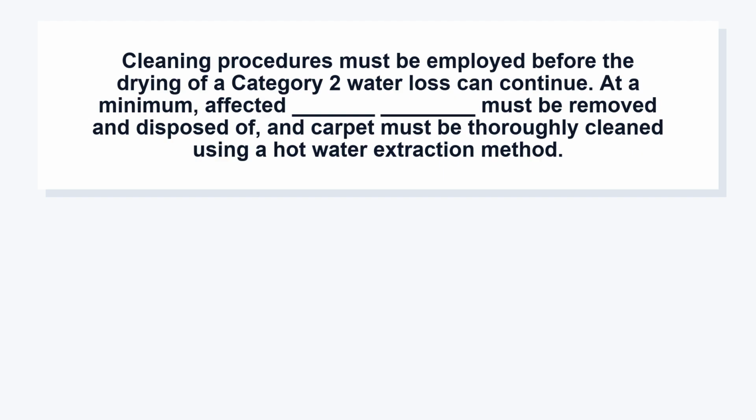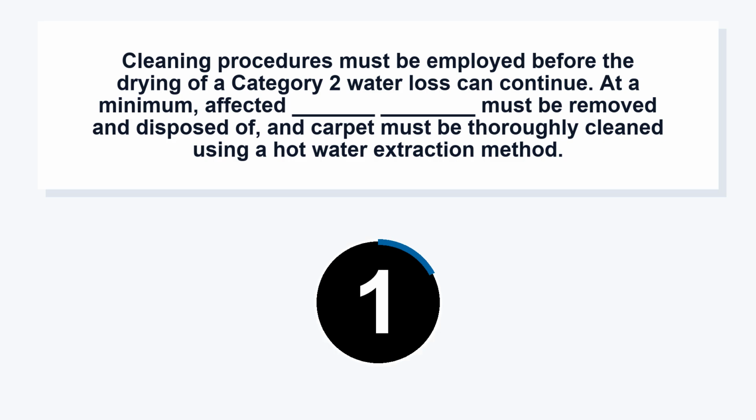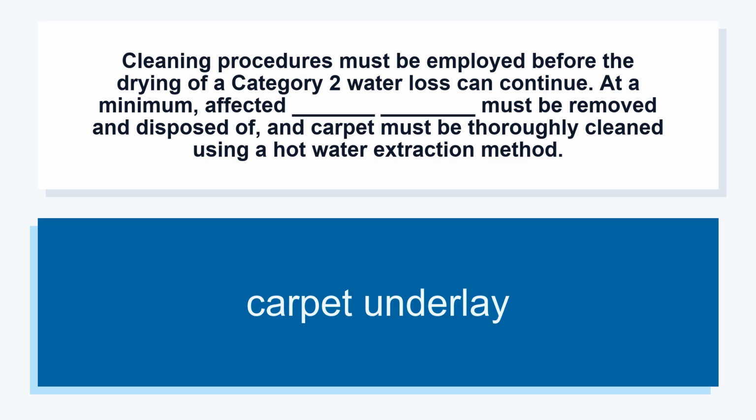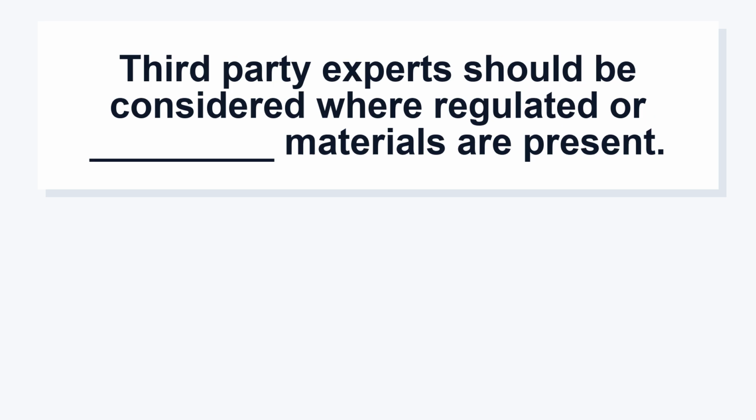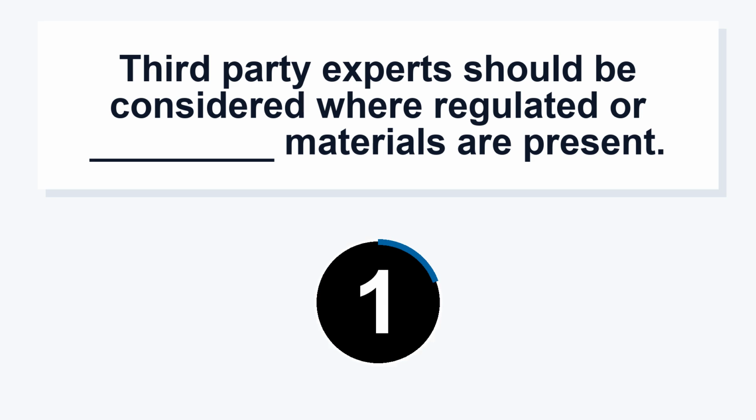Cleaning procedures must be employed before the drying of a Category 2 water loss can continue. At a minimum, affected carpet underlay must be removed and disposed of, and carpet must be thoroughly cleaned using a hot water extraction method. Third-party experts should be considered where regulated or hazardous materials are present.